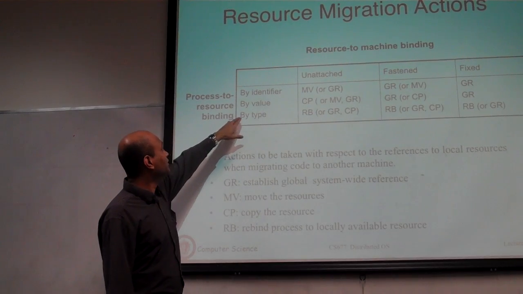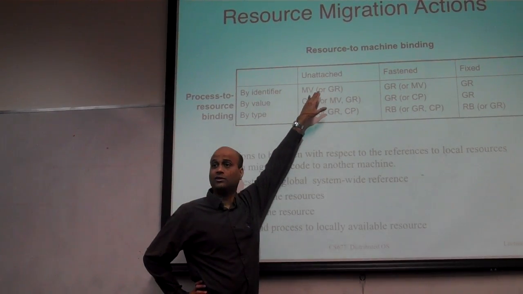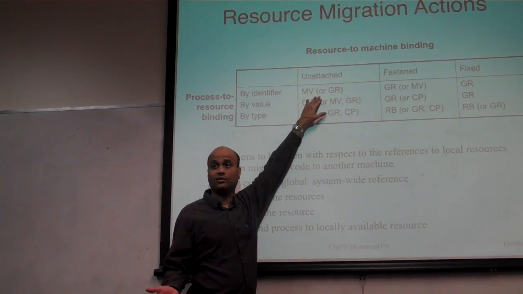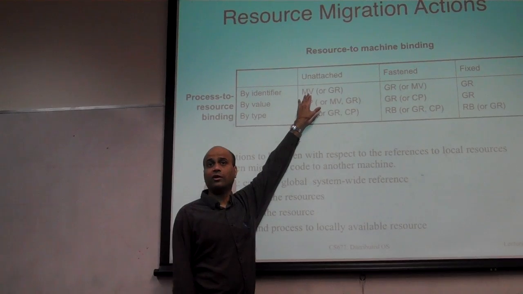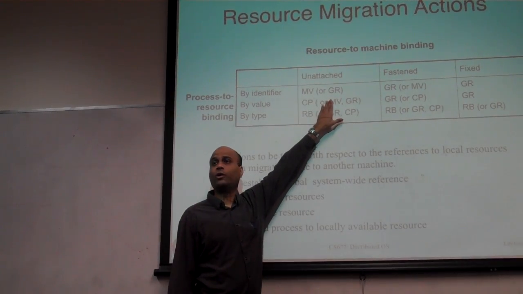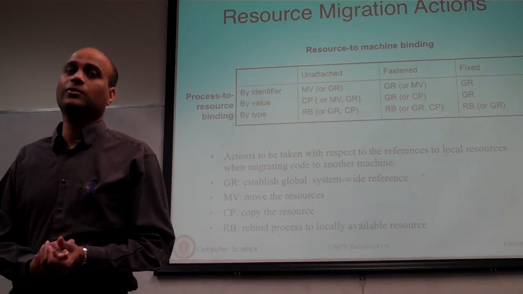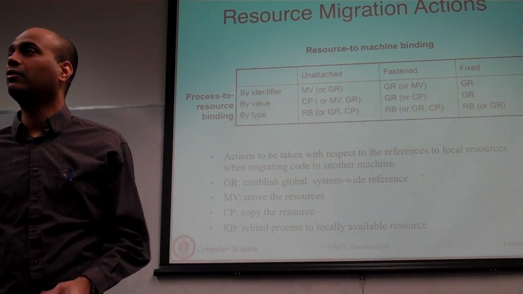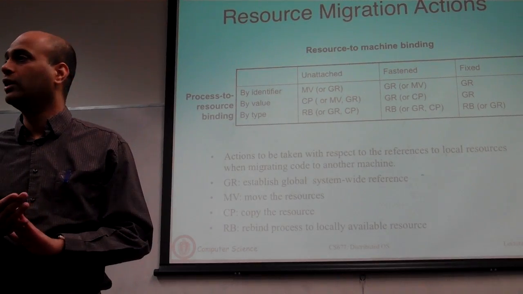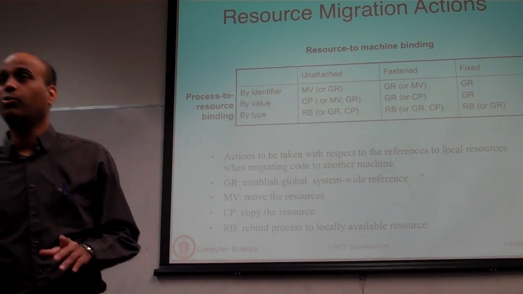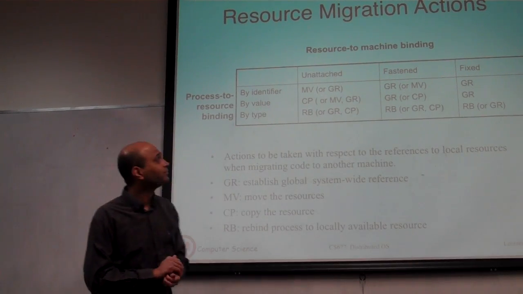Okay, so, for instance, if you have a resource that you access by identifier and it's unattached, okay, a file is an example, you have the option of moving it, okay, you move the file. You also have the option of providing remote access to the file. If you don't want to move it even if the file is small, so if it's accessible over a network, move the process, leave the file there, send a request to that file over a network and let it read or write over a network. Okay. So both of these options are available. So you can do move or do global reference.